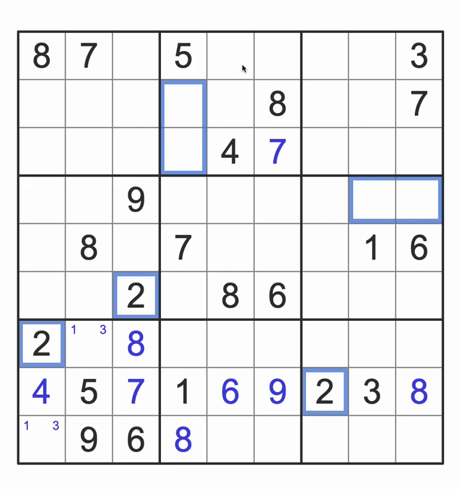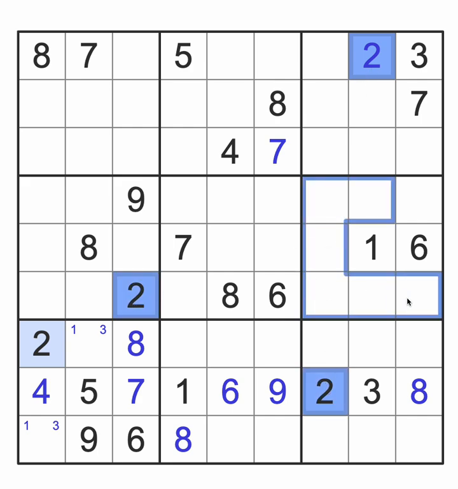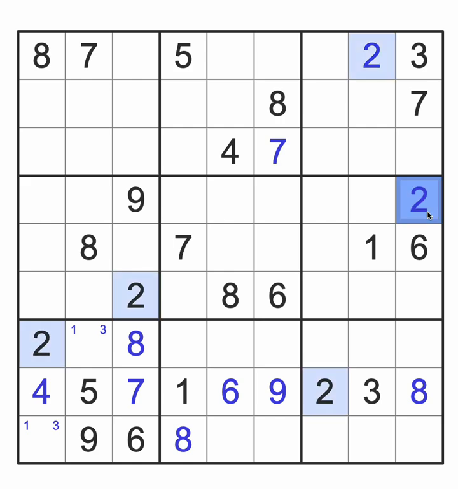That means these cannot be 2, because 2 will have to be used in one of these 2 cells. And this 2 blocks here. So 2 in row 1 will have to be here or here. And this 2 blocks this cell. That gives me 2 here. 2 and 2 block these, and this 2 blocks here. Gives me 2 here.